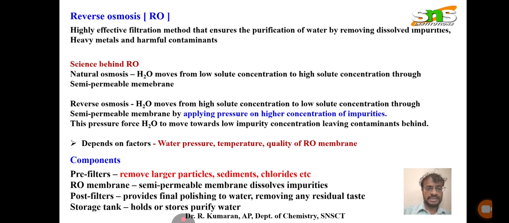So what are the components here? Pre-filters remove large particles, sediments, chlorides, etc. The RO membrane, a semi-permeable membrane, removes dissolved impurities present in the middle of the layer. Post filters provide final polishing to the water, removing any residual taste. Finally, it gives the purified water which we are going to use.